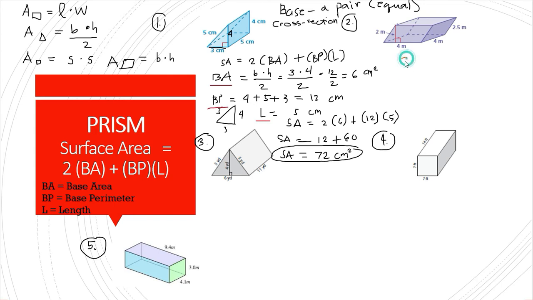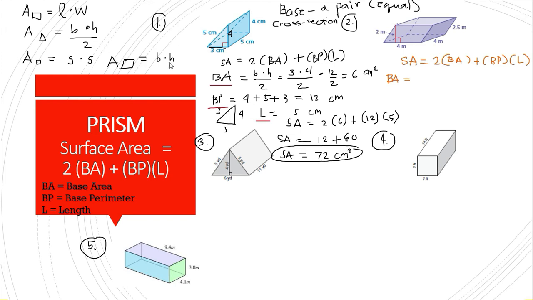So we have here surface area is equal to, always start with the formula, 2 times your base area plus base perimeter times your length. Right? Oh no, wait, first let's find all the values first. Base area. So what's our base area? Look at your base. What figure is this? Okay, this is a parallelogram.